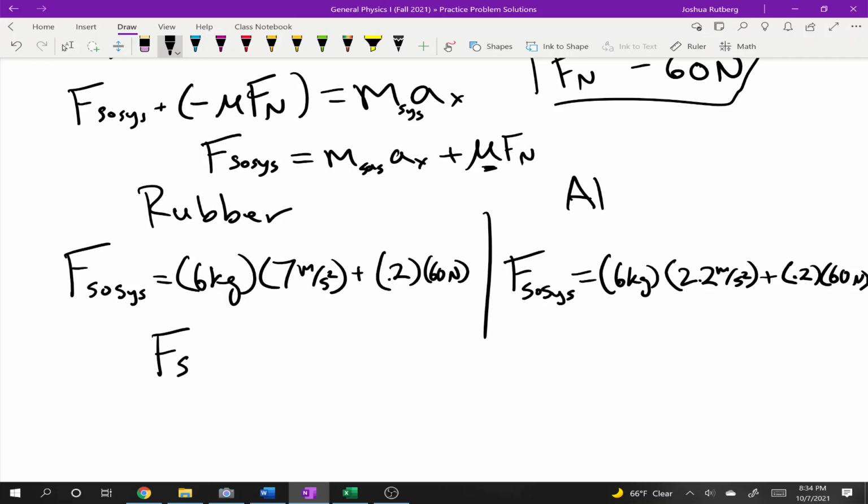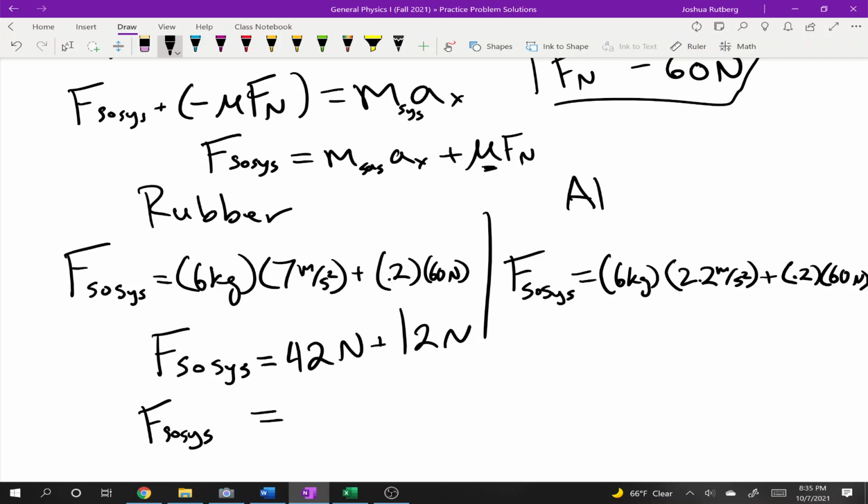So the force the string exerts on the system is equal to 6 times 7 is 42. I should probably check my math, but I'm pretty sure that's 42. Yes. 42 newtons plus 12 newtons is equal to 54 newtons.